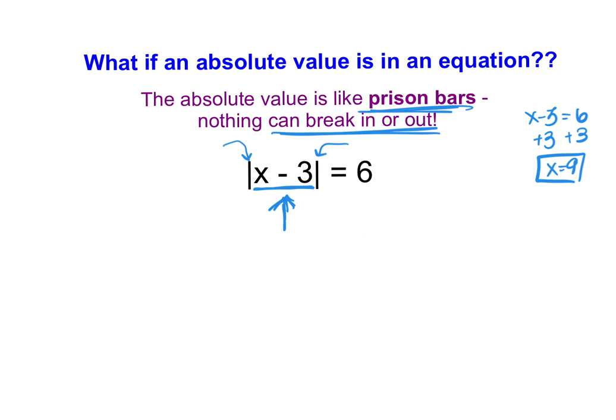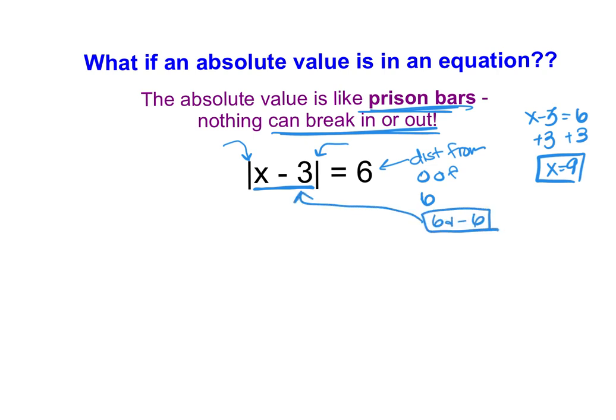If we start to think about that, what I realize is that there are two numbers that have a distance from 0 of 6. Those two numbers are going to be 6 and -6. What that's telling us is that this inside piece can either equal 6 or -6.